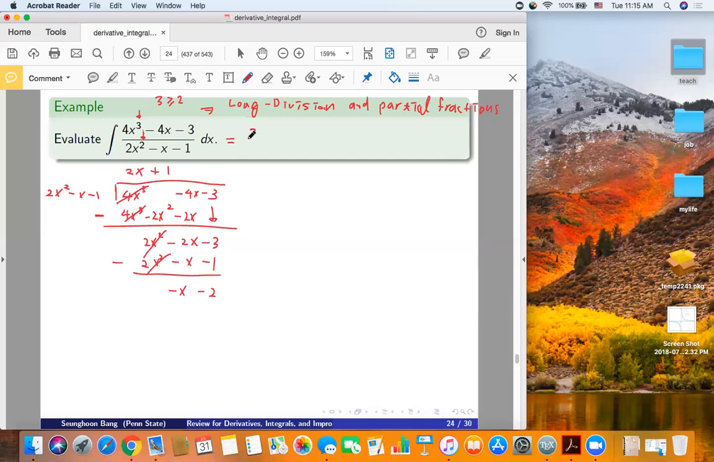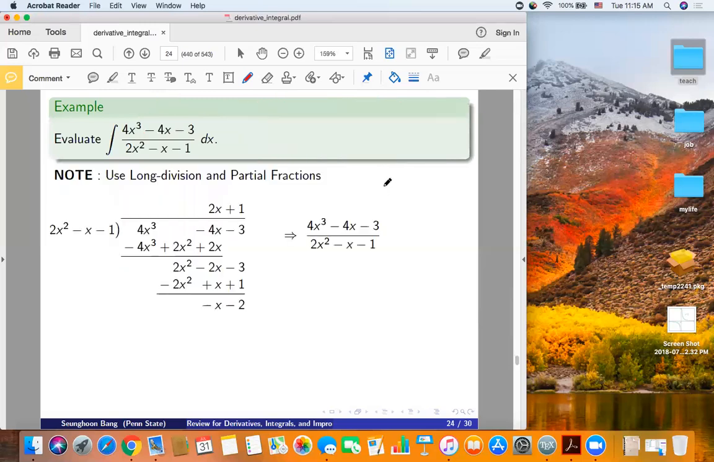So what happens? You can change this one to the integral of the quotient 2x plus 1 plus remainder negative x minus 2 over 2x squared minus x minus 1 dx. This is like a whole idea. This is like a long division, the first one. Next, you have to change this one to the sum of two simple fractions by using partial fractions.